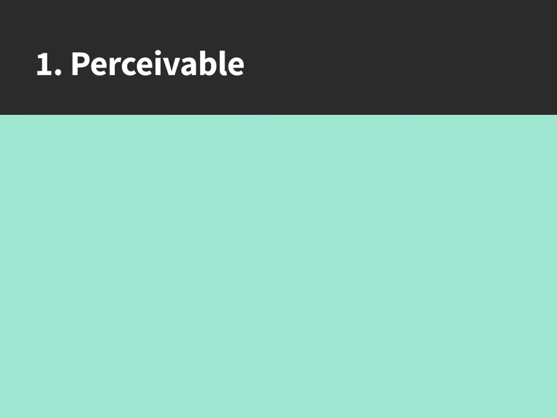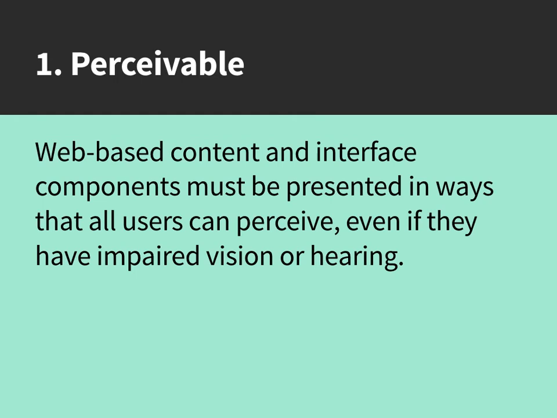So for the perceivable principle, web content and interface components must be presented in ways that all users can perceive, even if they have impaired vision or hearing. That means that users must be able to perceive the information being presented. It can't be invisible to all of their senses.